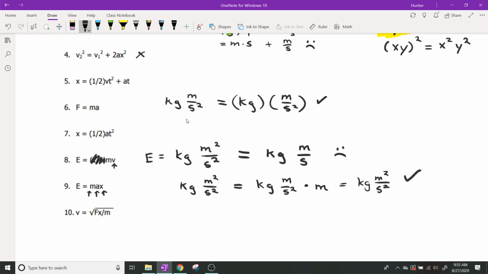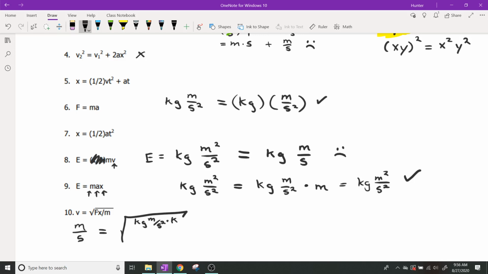Yeah, 10 has a square root, and I think square roots hurt people's brains a lot, so I think it's probably worth doing. Velocity on the left, so our units are going to equal meters per second on the left side. On the right side, we're going to have the square root of F times X. So the unit for force is going to be kilogram meters per second squared times mass, right? So kilograms.